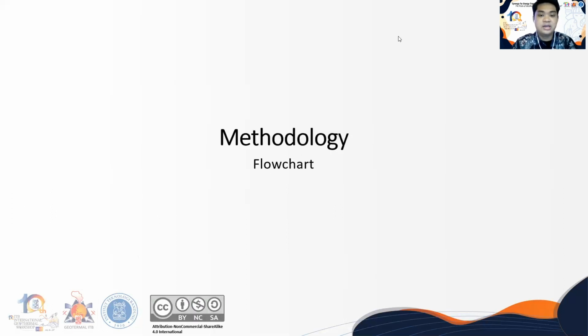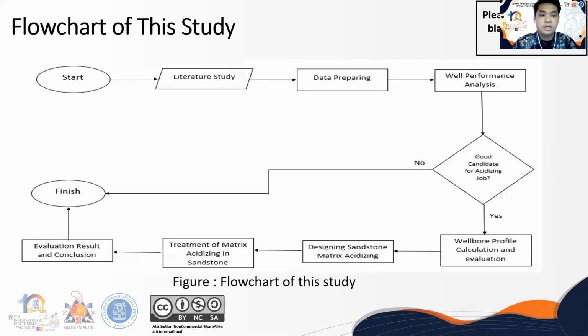And this is the methodology, consisting of a flowchart. This study has been carried out through several steps, as shown in the flowchart, starting with a literature study regarding matrix acidizing in general, and in particular in geothermal wells with sandstone dominance. Then preparation of data, which is very important in this study for input in calculation, design, and simulation later. The next one is well performance analysis, used to determine whether this well is a good candidate or not for an acidizing job. And then, based on Schechter's book, wellbore profile calculation is also needed to perform matrix acidizing treatment.